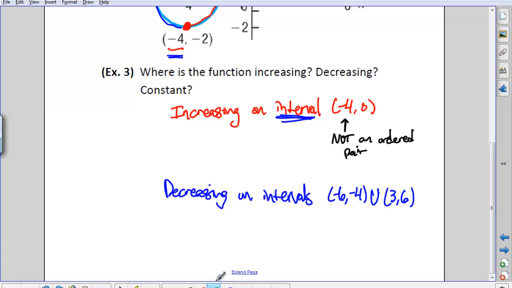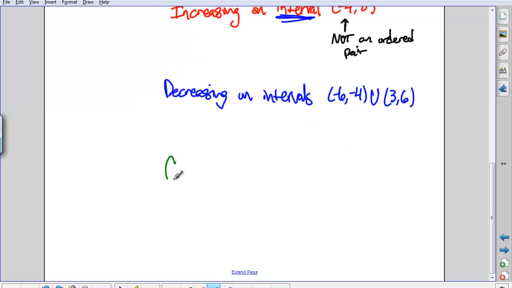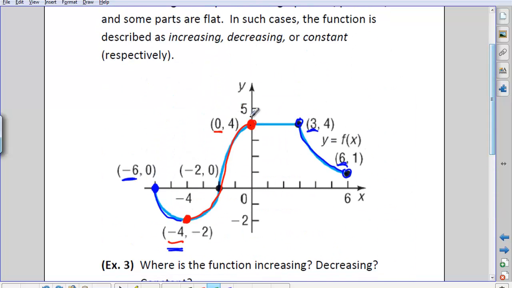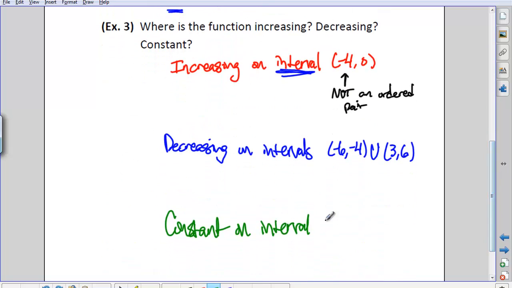And then the last piece, where is this thing constant? There's one piece here where we're constant. That's from the x value 0 to the x value 3. So there it is. Those are the intervals where it's increasing, decreasing, and constant.